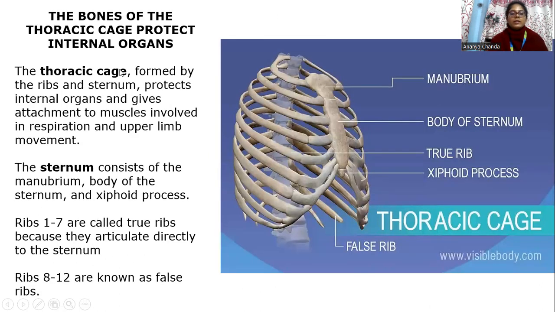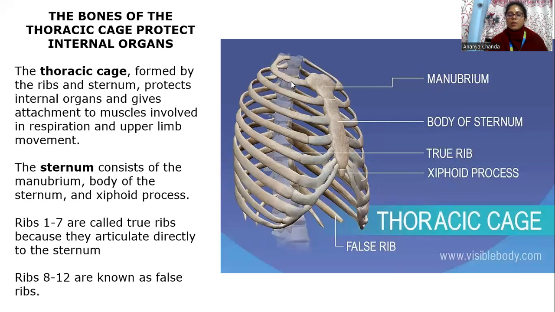The bones of the thoracic cage help in the protection of internal organs like the heart and the lungs, and they help in the mechanism of respiration of our body. So this is the sternum, which is composed of the manubrium, body of the sternum, and the xiphoid process. The ribs are 1 to 7.